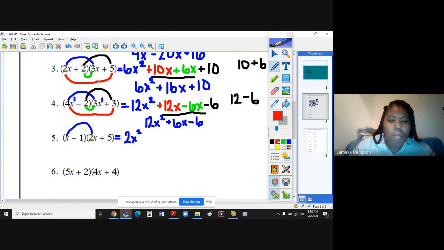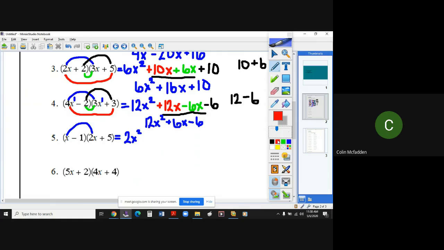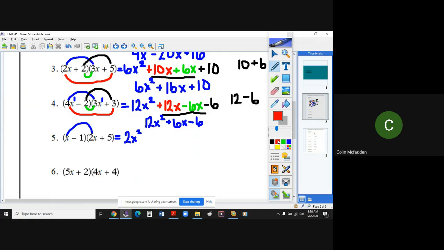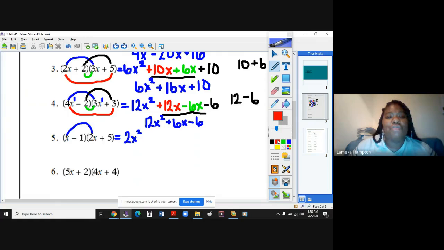Negative 1 times 5. No. What color is next? Red, right? Red. Oh, okay. But I see what you're doing, Mr. McFadden. You're trying to work this from left to right.